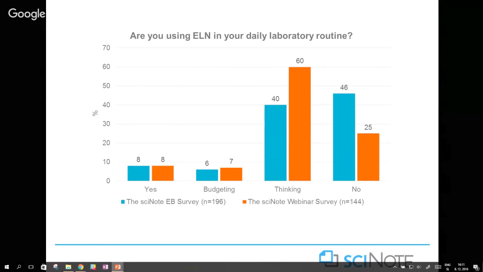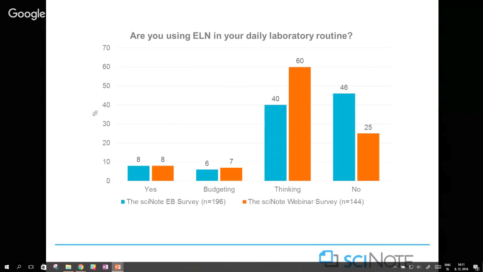So are you using an ELN in your lab? 8% of people answered yes. About 6 to 7% of people were budgeting for it. And in the first study, which was done in early 2015, 40% of scientists said that they're thinking about it, and just a year later, 60% of them said that they were thinking about it. So we believe that this is due to this increase of digital data.